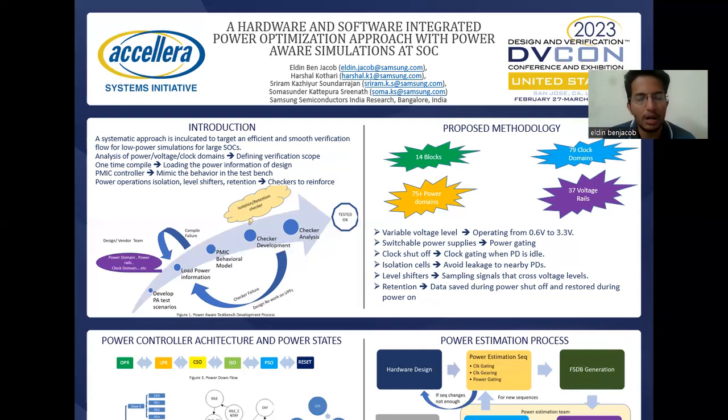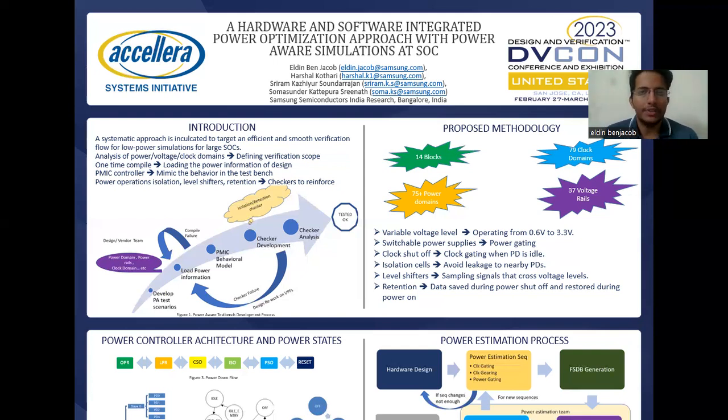So the test bench development includes a PMIC behavioral model development, which has the startup process specified as a part of the behavioral model. Next, we have the checker development. We have the different rules that are mentioned for power aware simulation, that is the retention rule, isolation rule, etc. So we have individual checkers for each of them. If a checker fails, we go back and revisit the UPFs that are generated.